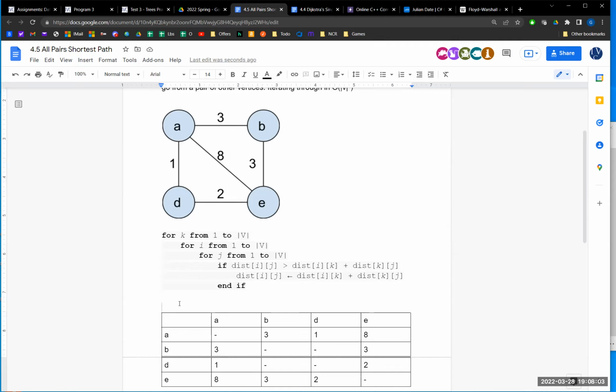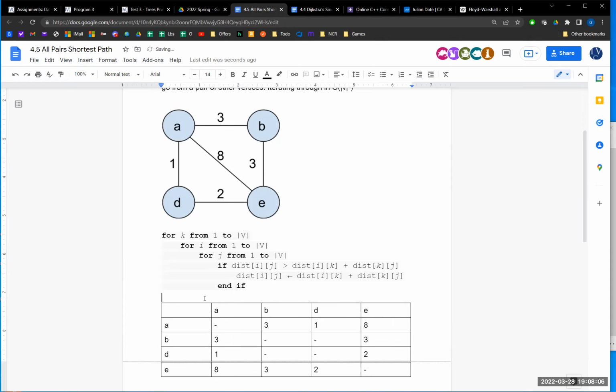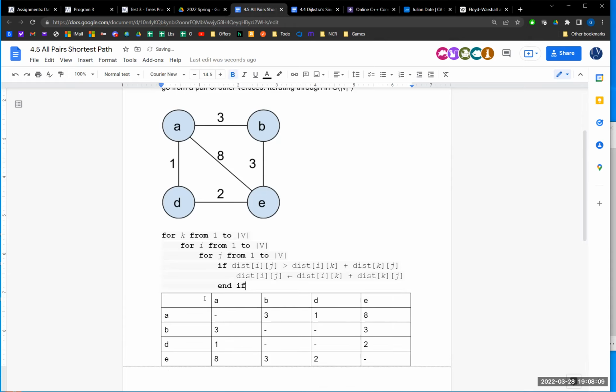So what we're going to be doing is a bunch of comparing. It's saying from K, I, and J. So there's our cost: number of vertices, number of vertices, number of vertices. There's our good old cubic. And we're just going to compare a position, right, 1,1 versus the sum of 1,1 plus 1,1. And if that element is greater than the sum, we'll replace that particular element with that sum.